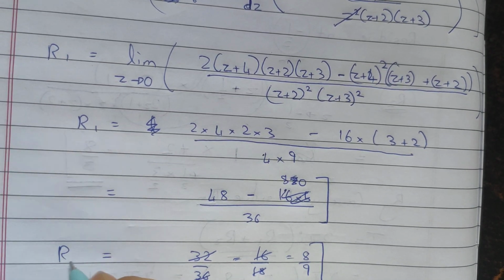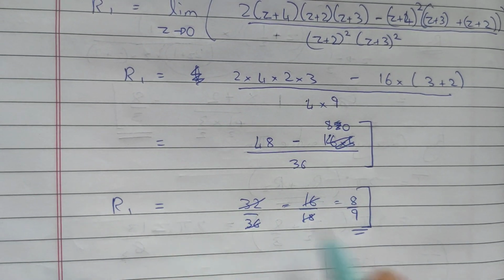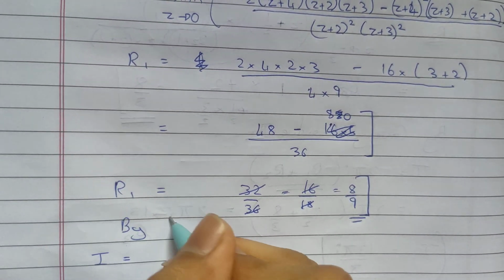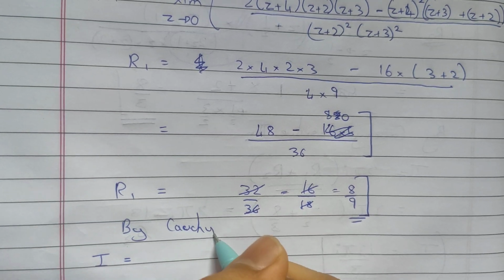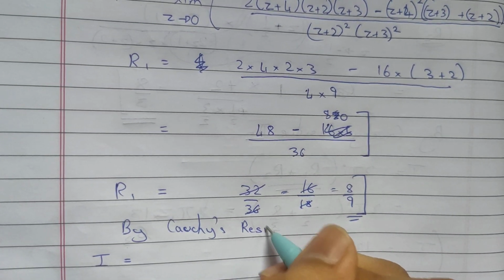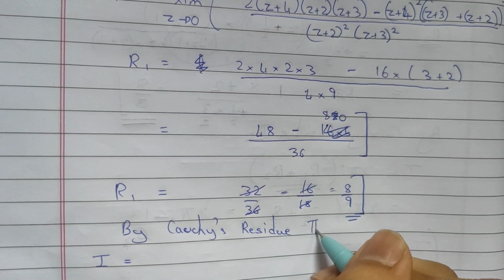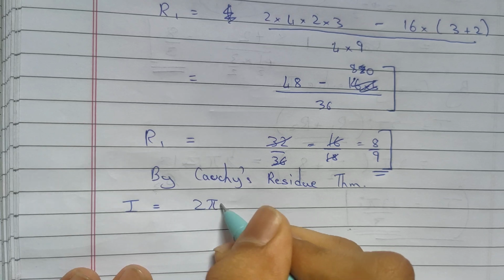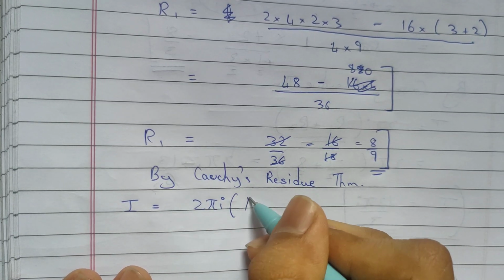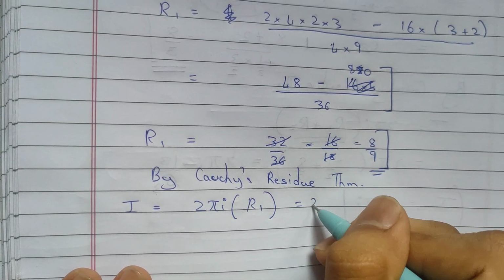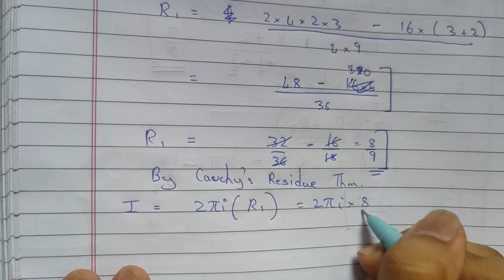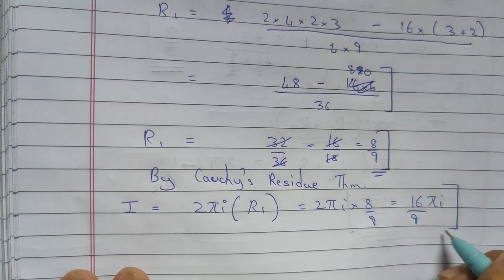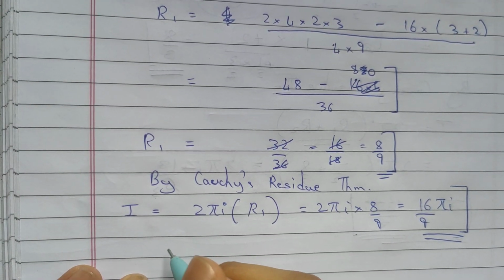This is our residue. Now finally, since there is only one point to check, our integral can be written by the Cauchy residue theorem as I equal to 2 pi i times the residue. Since we only have one residue, that is all that will appear. 2 pi i into 8 by 9 is equal to 16 pi i by 9. This is our needed solution.